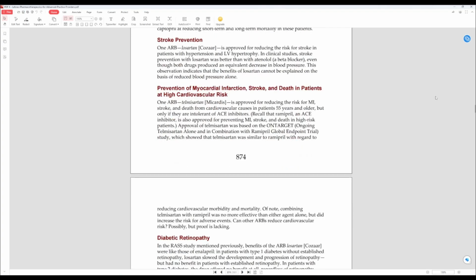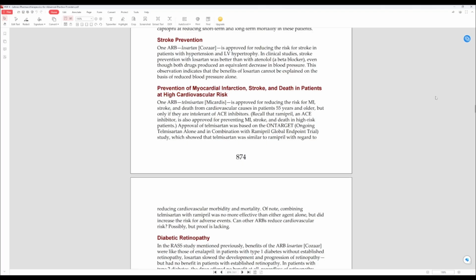Stroke prevention. One ARB, losartan, is approved for the reduction in the risk for stroke in patients who have hypertension and left ventricular hypertrophy. In a clinical study, stroke prevention with losartan was better than with atenolol, a beta blocker, even though both drugs produced an equivalent decrease in blood pressure. This observation indicates that the benefit of losartan cannot be explained on the basis of the reduced blood pressure alone.